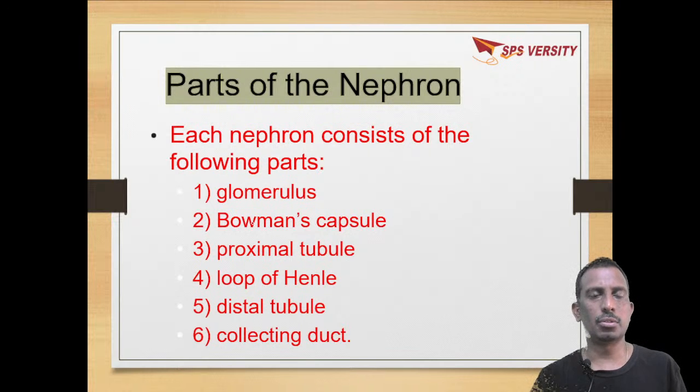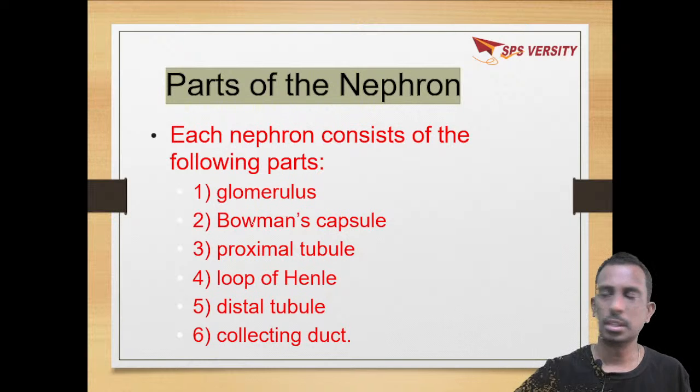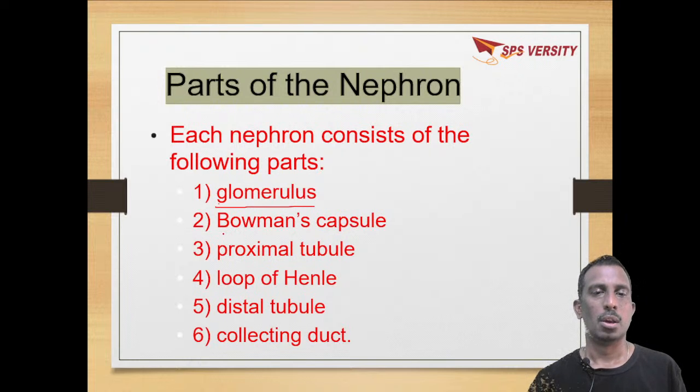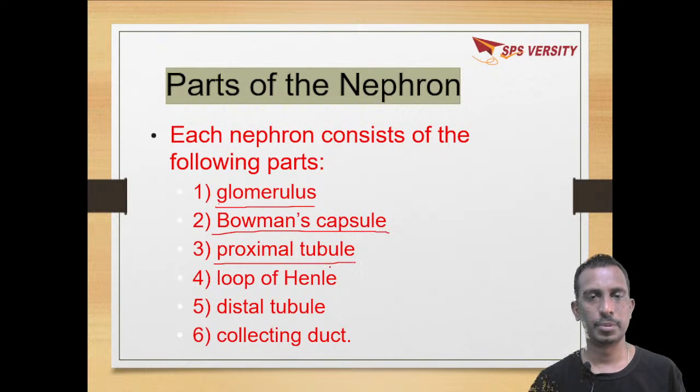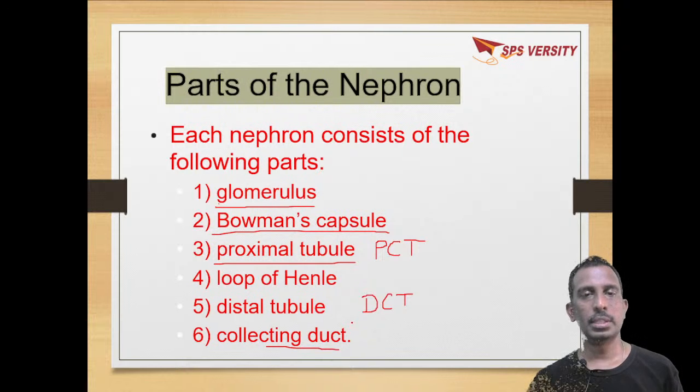Each nephron consists of the following parts: glomerulus, which is a network of blood vessels; Bowman's capsule; proximal convoluted tubule, in short form PCT; loop of Henle; distal convoluted tubule, in short form DCT; and the last one is the collecting duct. So the nephron has glomerulus, Bowman's capsule, proximal convoluted tubule, loop of Henle, distal convoluted tubule, and collecting duct.